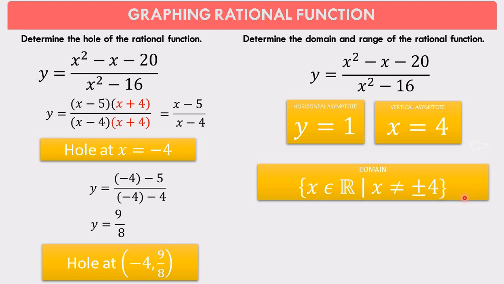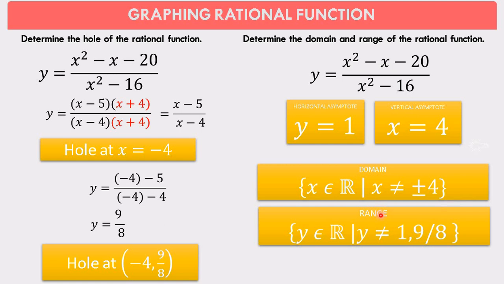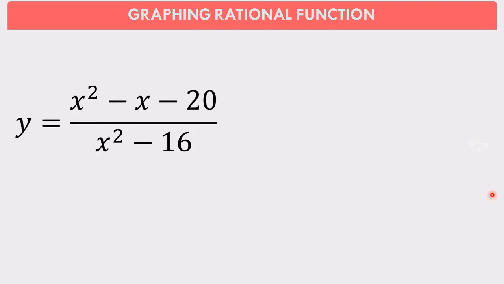Okay? So next one is the range. The range is y is an element of real numbers such that y is not equal to 1 and 9 over 8. Since 9 over 8 is the location of the hole and the hole is not included in the range. So it is the same as the domain, originally 4 and negative 4, with the coordinate of the hole. Okay? So now let's graph the function.